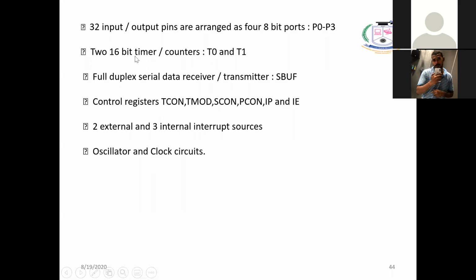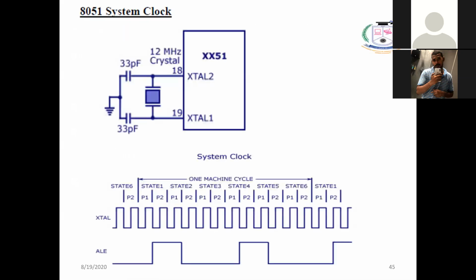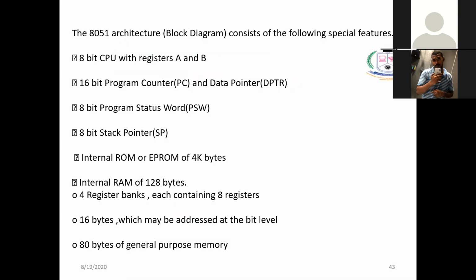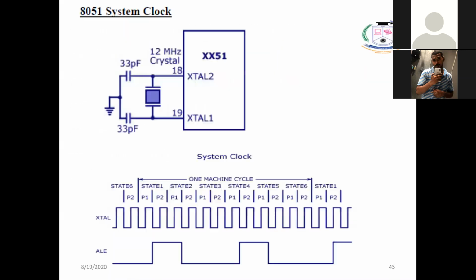Then the oscillator and clock. Please remember, while explaining this architecture, draw the architecture diagram and list out the features. This is the 8051 system clock I have drawn. What is the frequency I told you? 12 megahertz. You have seen the oscillator used to generate that 12 megahertz frequency, and this is my pulse. You have seen one machine cycle: how many states did it take? 6 states. And you see this ALE, which is used to demultiplex the address and data. Have you understood?